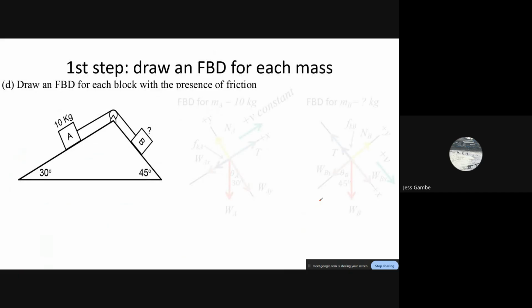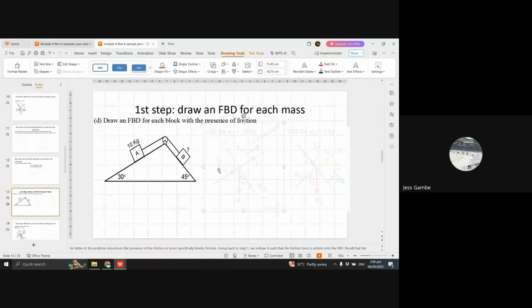What else? For letter D, the problem introduces the... Sorry, class, I forgot. Delete.